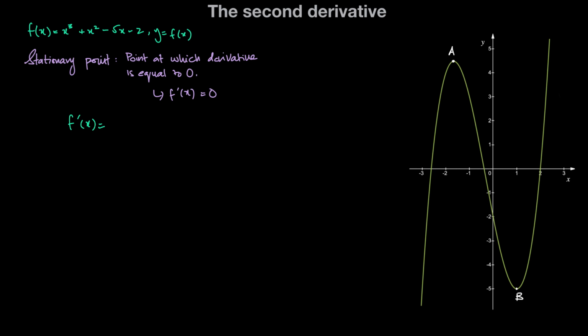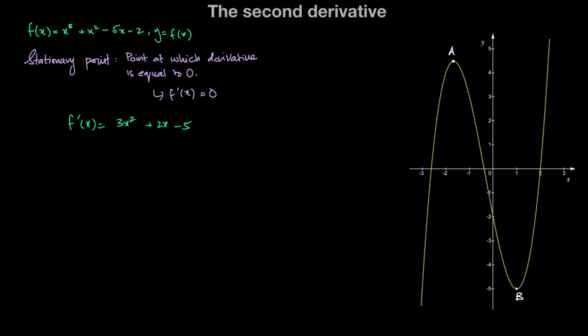So if we find f prime of x over here, the derivative of f of x is equal to 3x squared. That's the derivative of x cubed. We're multiplying by 3 and decreasing the power by 1. Plus 2x, we multiply by the power again and decrease it by 1. Then we have minus 5 over here, since the derivative of minus 5x is simply negative 5. And obviously the derivative of the constant term is equal to 0.